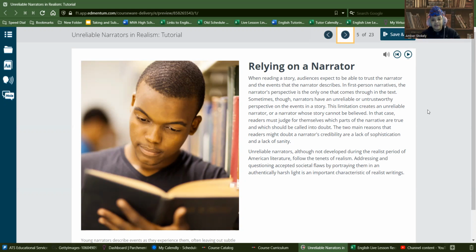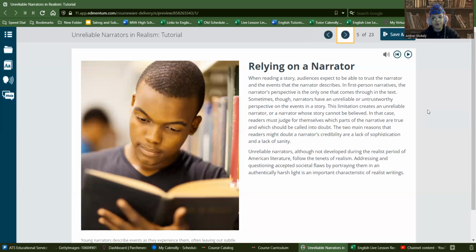The second reason is a lack of sanity. So the character who's telling the story may actually just be crazy or have a loss of memory or amnesia or some other mental issues. So this lesson focuses on unreliable narrators in the realism period. It's important to note that the realist period is not where unreliable narrators first came up. It's not where they were first invented. But unreliable narrators played a big part in realism stories and did a good job at pointing out societal flaws.